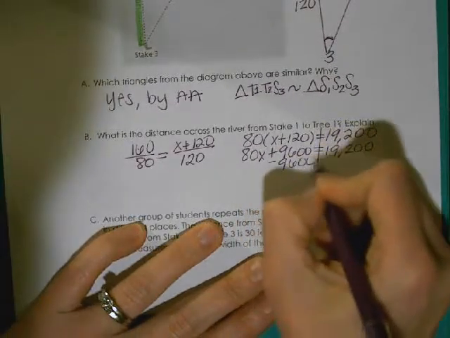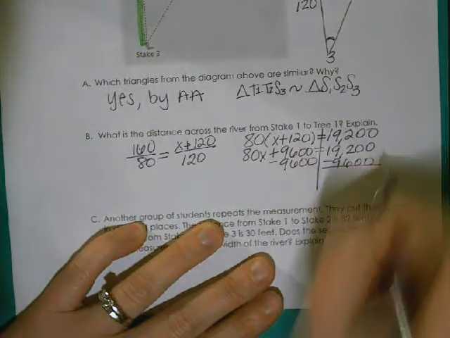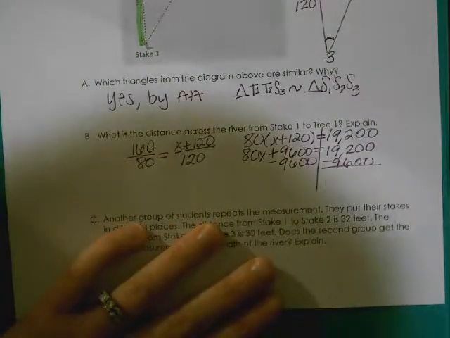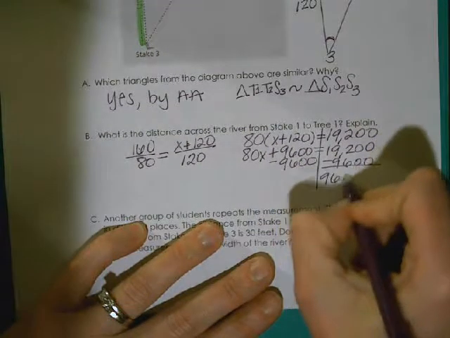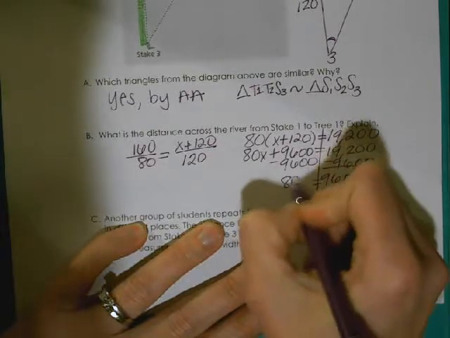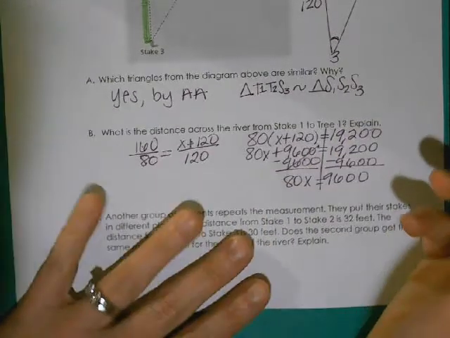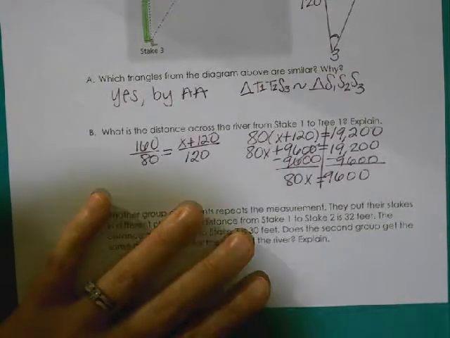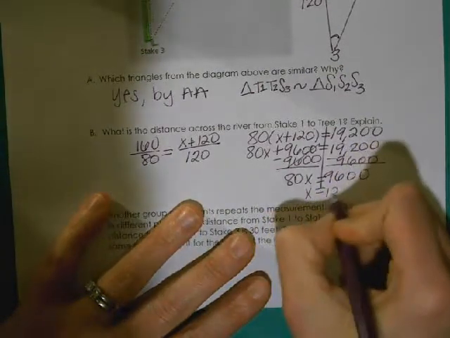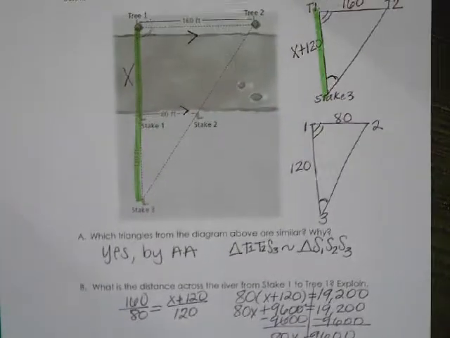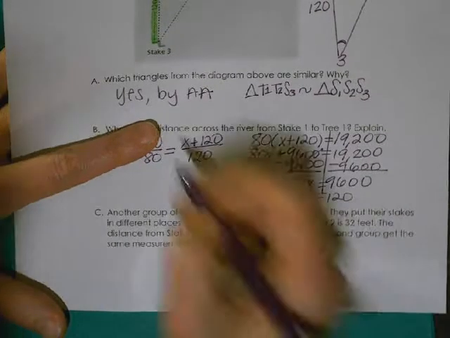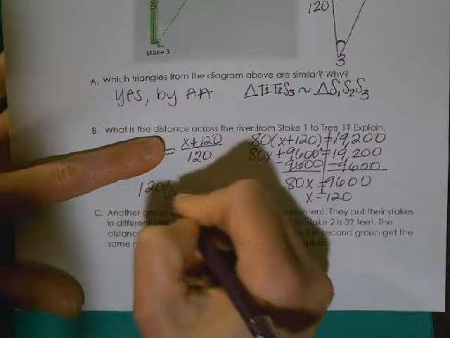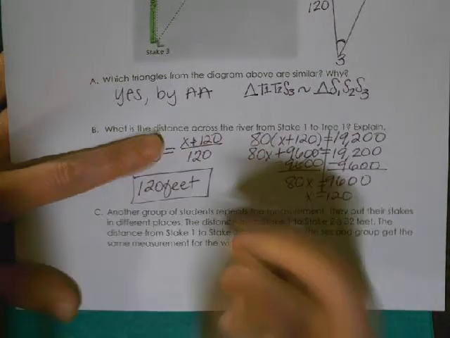Subtract 9,600. We get 9,600 equals 80x. Divide by 80. x equals 120. So we have now found x, which is the distance across the river. So it's 120 feet.